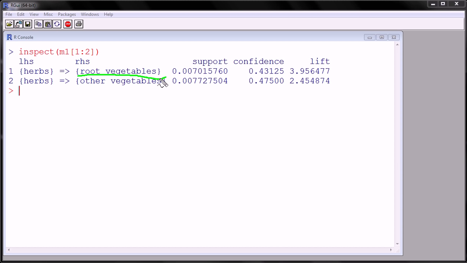So how much more likely are root vegetables to be purchased with herbs than root vegetables in general? In other words, in all transactions. So in other words, it's almost 4 times more likely that a root vegetable is going to be purchased in a transaction that has herbs than root vegetables are going to be purchased in all transactions. So with herbs, it's 4 times more likely that a root vegetable is in there than in the general transactions, all of them. Okay, so that's a pretty high lift.